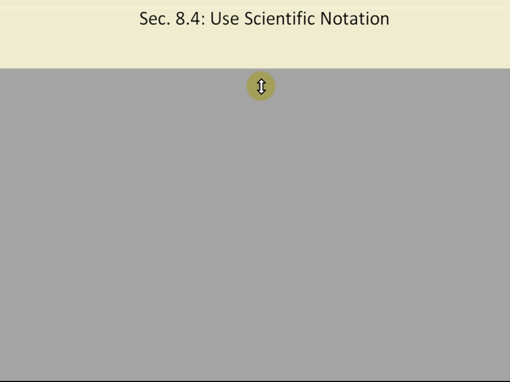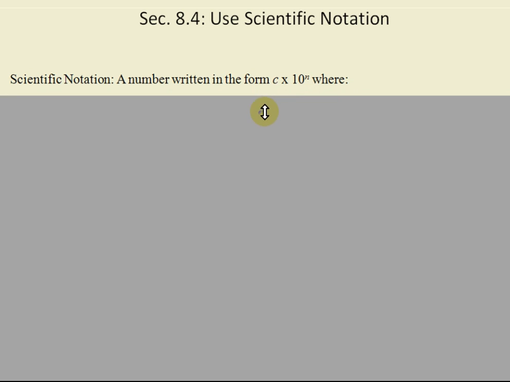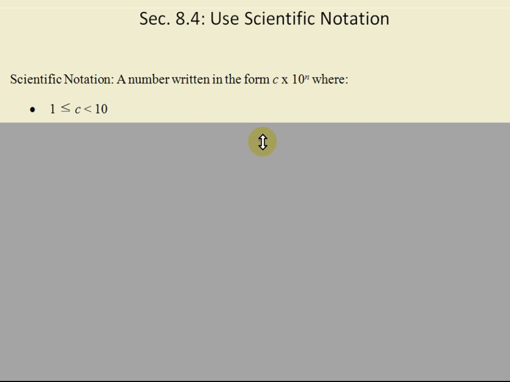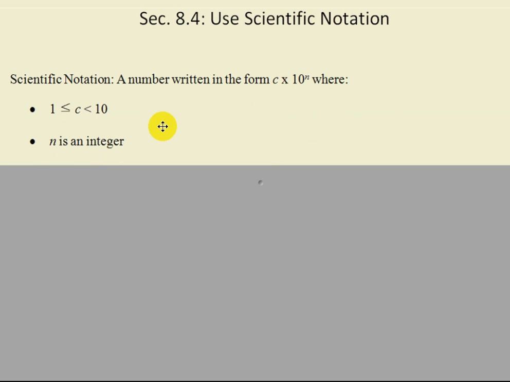The idea behind scientific notation is that we're going to be working with powers of 10. And we need to follow this form where we have some constant times 10 to a power. This is one of the few cases where it's okay to use x to show multiplication.